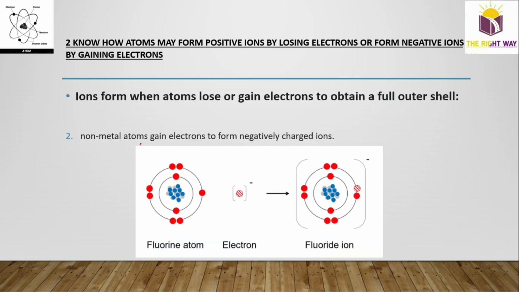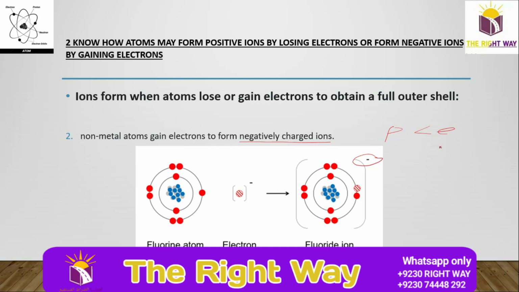Similarly, when an atom gains an extra electron, it becomes a negatively charged ion, because at that time the electron number increases. So protons are fewer than electrons. If protons are fewer than electrons, the electron number increases, so the negative charge increases.